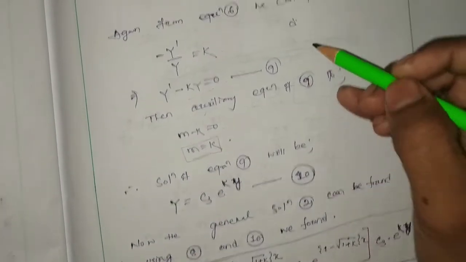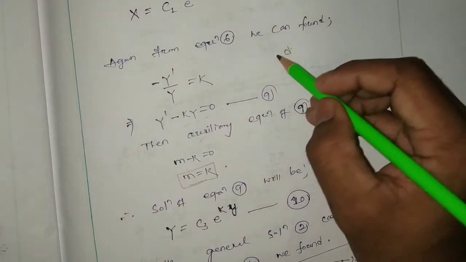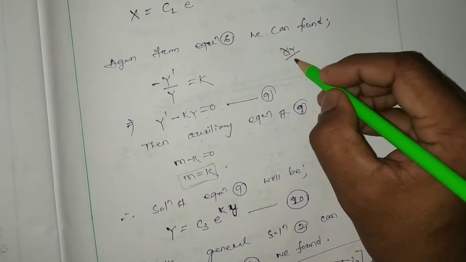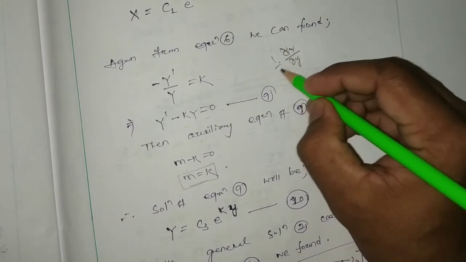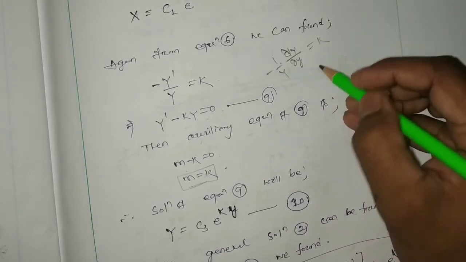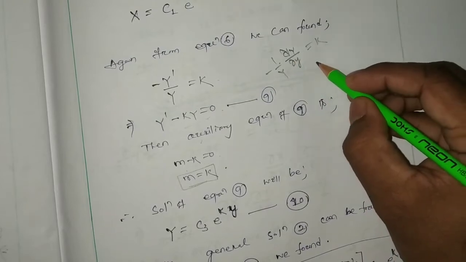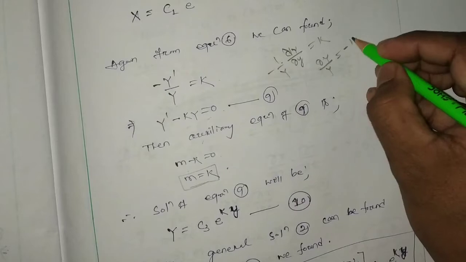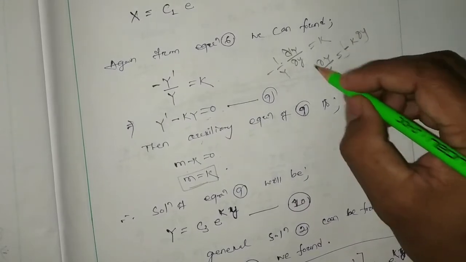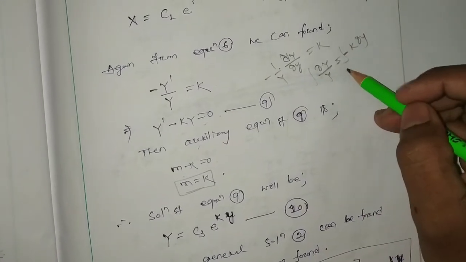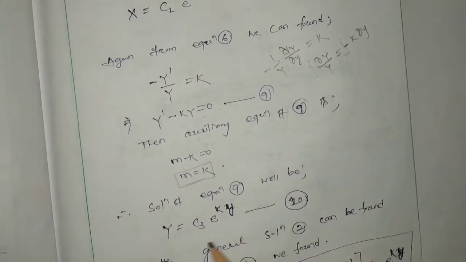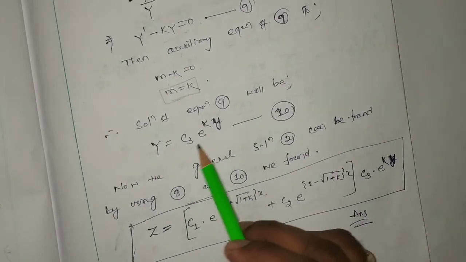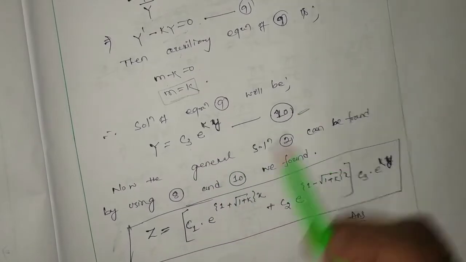Or you can consider the logarithmic format: Y dash can be written as del capital Y by del y, so 1 by Y del Y by del y equal to k, and this can be written as del Y by Y equal to k del y. If you integrate, this will be in the form of log, and finally you get the solution Y equal to c3 into e to the power ky. Let this be equation number 9.